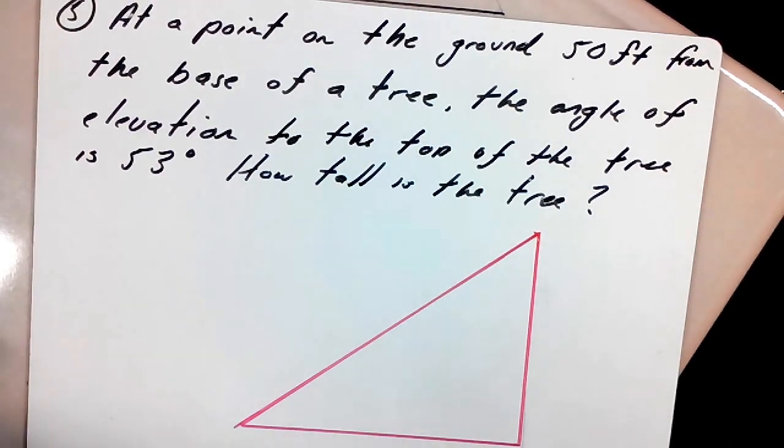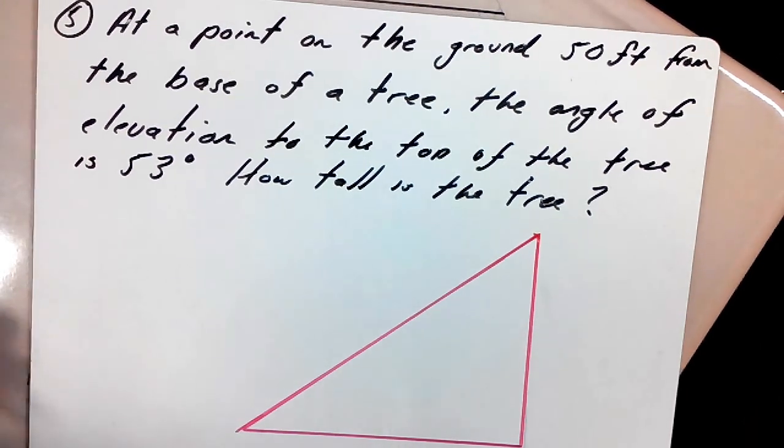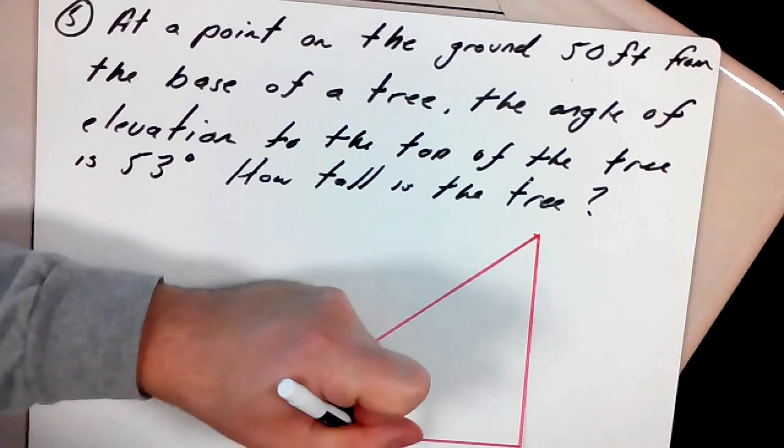Alrighty. So, the first problem says, at a point on the ground 50 feet from the base of a tree, the angle of elevation to the top of the tree is 53 degrees. How tall is the tree? So, let's label this. So, at the point on the ground 50 feet from the base of the tree. So, this is the ground here.